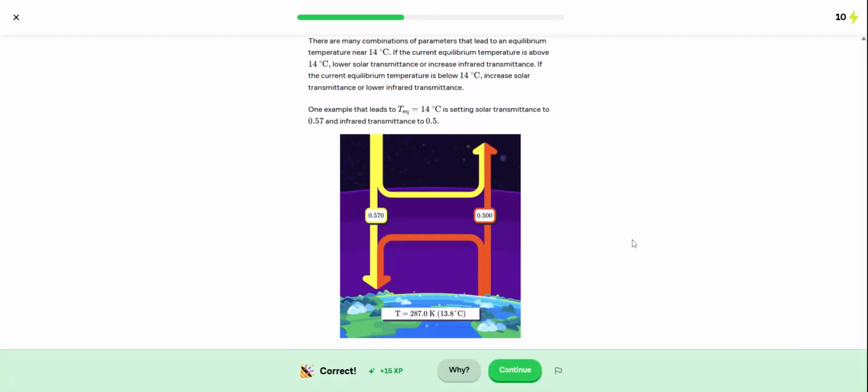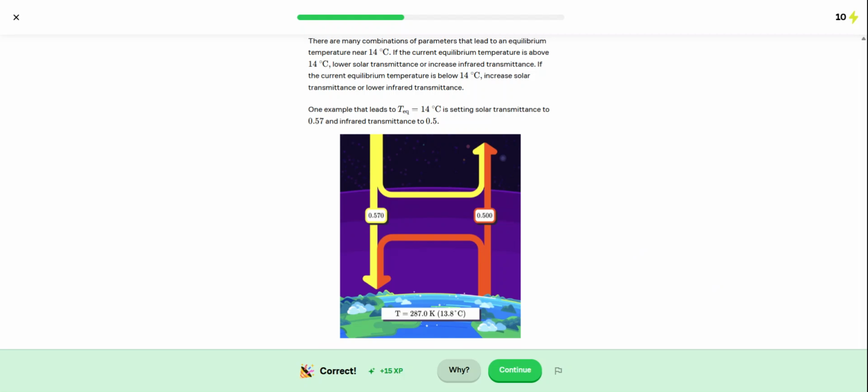There are many combinations of parameters that lead to an equilibrium temperature near 14 degrees Celsius. If the current equilibrium temperature is above 14 degrees Celsius, lower the solar transmittance or increase the infrared transmittance, so S is lower and R is higher. If the current equilibrium temperature is below 14 degrees, increase the solar transmittance or lower the infrared transmittance.